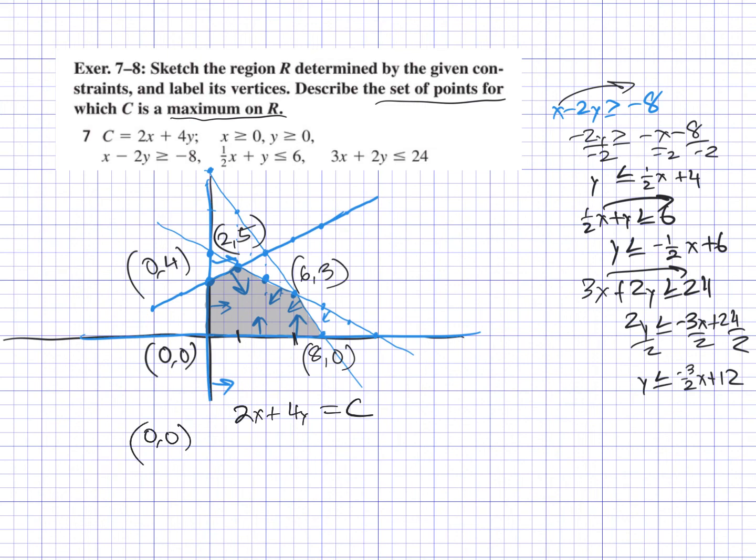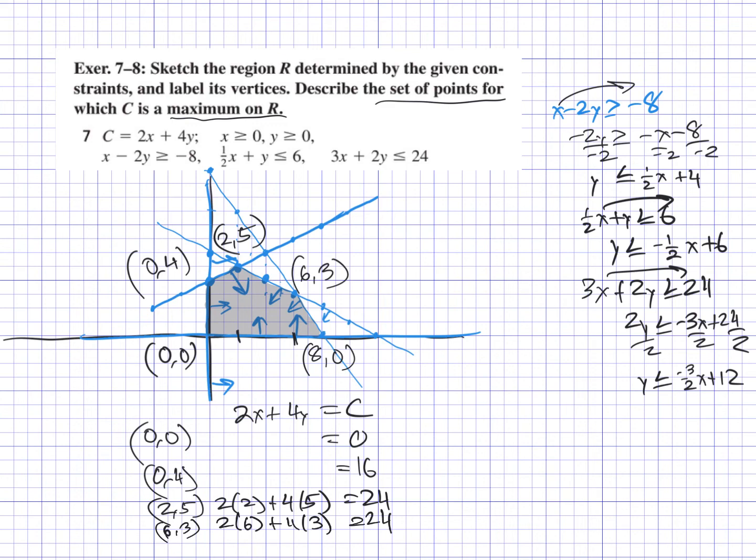So we want the maximum values here. So that's going to give us 0. 0, 4, that's going to give us 16. 2, 5. So 2 times 2 plus 4 times 5 is 24. And then you do 6, 3. 2 times 6 is 12, and 4 times 3 is 12. That's 24. And then we do 8, 0. 2 times 8 is 16. All right, so we have two 24s for maximum values.